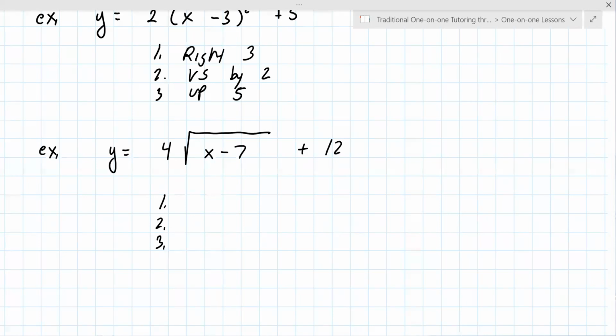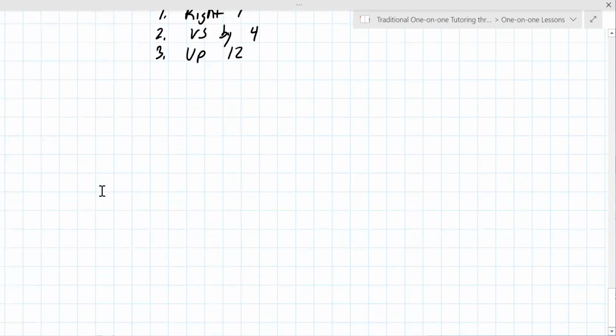Okay, so the first one is right 7. Okay, I agree. The third one is up 12. Good. And the second one is vertical stretch by 4. Excellent. Okay. So now I'm going to give you a line. I actually think they use lines in this. So let's say it's y equals 1/2 x plus 2.